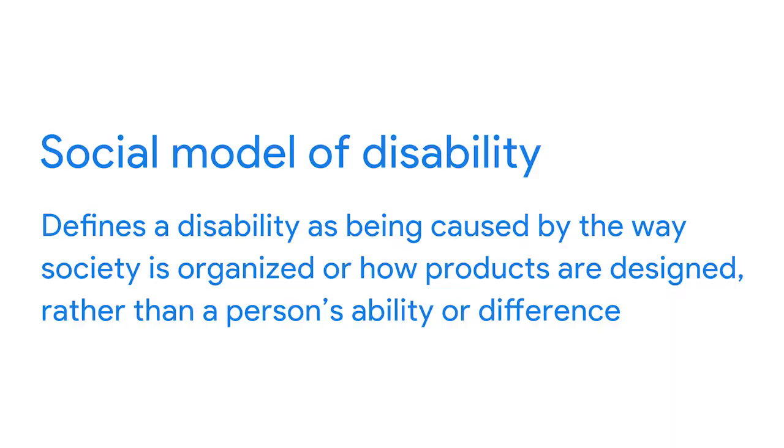But demographics can be misleading. There are a lot more people with a disability than the statistics account for. In the disability community and as UX designers, we focus on the social model of disability, which defines a disability as being caused by the way society is organized or how products are designed, rather than a person's ability or difference. As designers, we need to account for disabilities that are permanent, temporary, or situational in our designs.